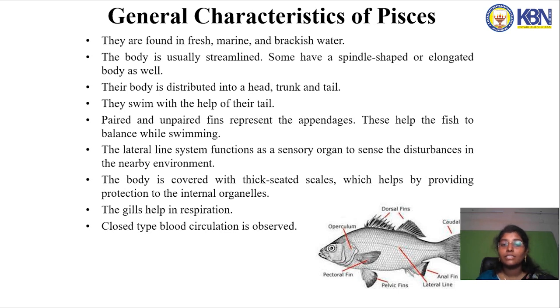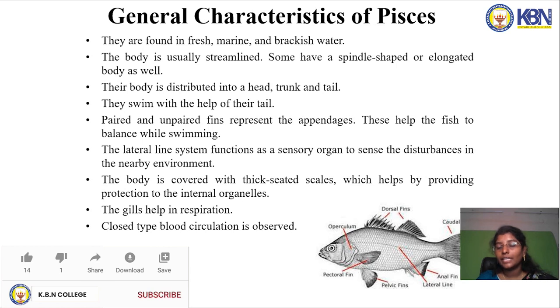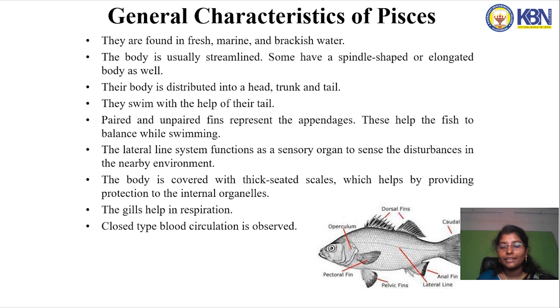The lateral line system functions as a sensory organ to sense the disturbances in the nearby environment while they are swimming in the water. They sense by the lateral line system, which is present on the body. Here we can observe the lateral line system. By this lateral line system, they can sense any disturbances around the environment.